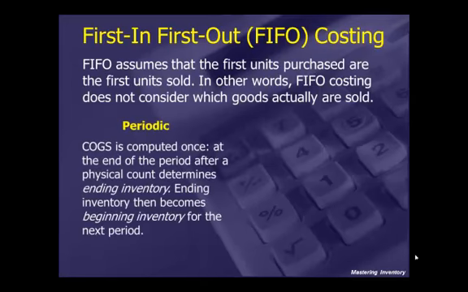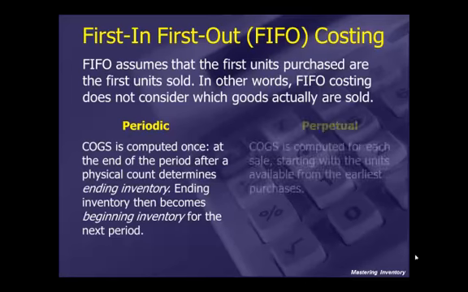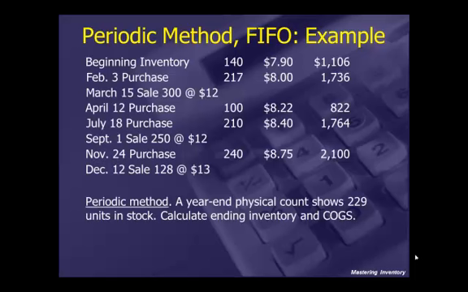Now, periodic cost of goods sold is computed once at the end of the period after a physical count determines the ending inventory. The ending inventory then becomes the beginning inventory for the next period. Perpetual, the cost of goods sold is computed for each sale, starting with the units available from the earliest purchases. So we're looking at a periodic inventory method, FIFO. Here's our example.